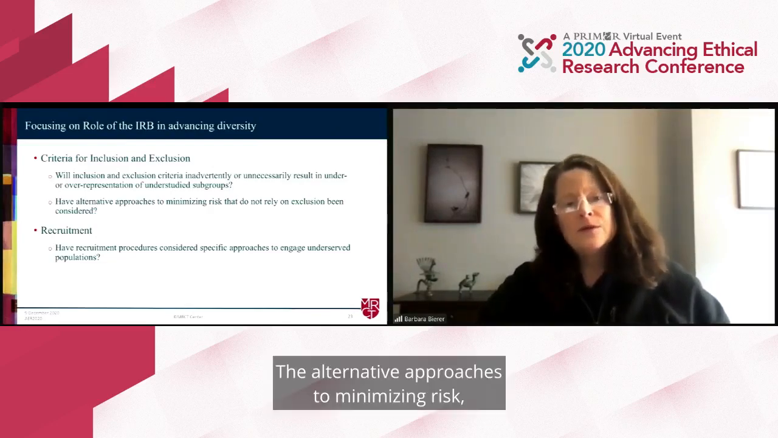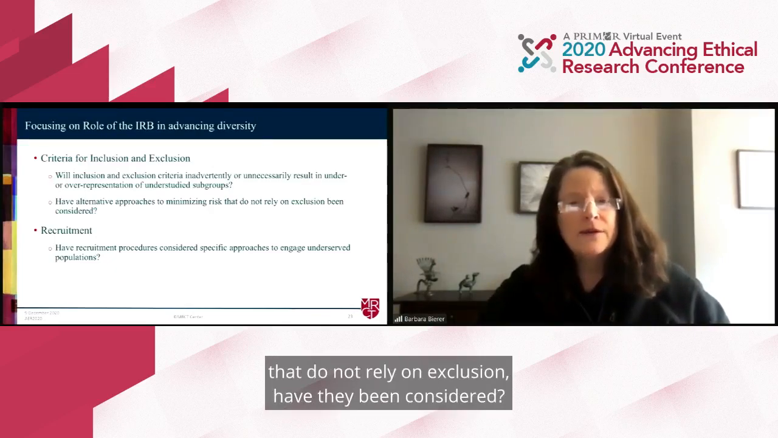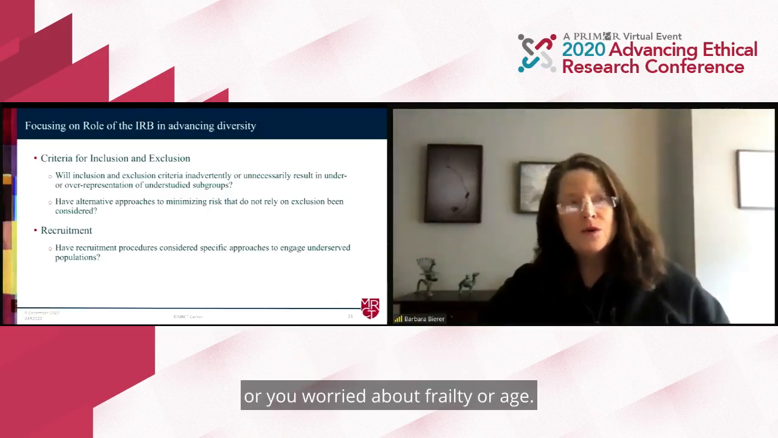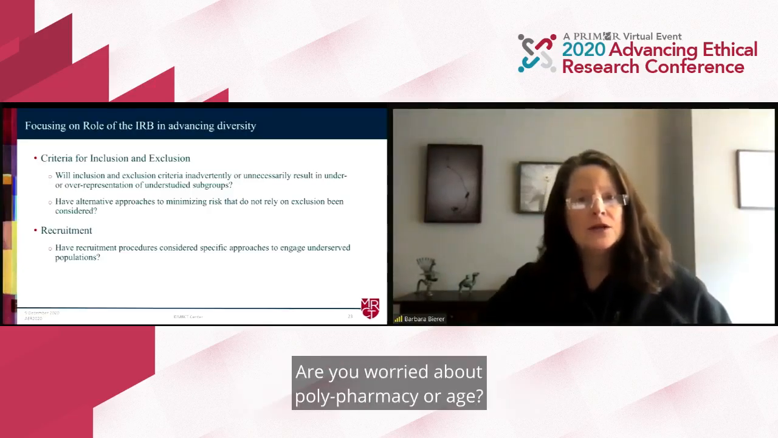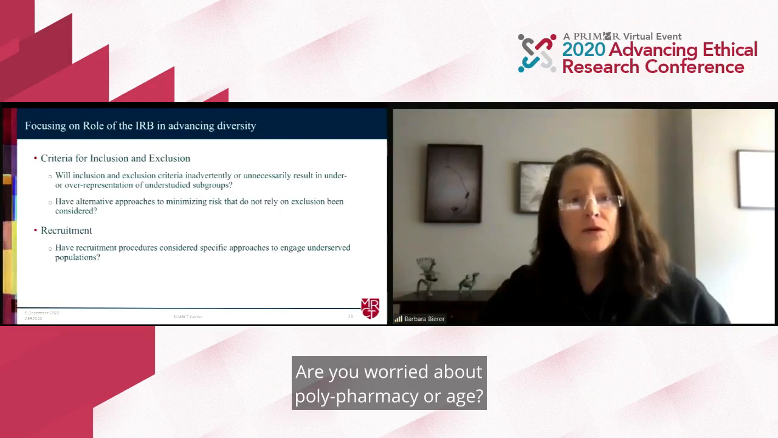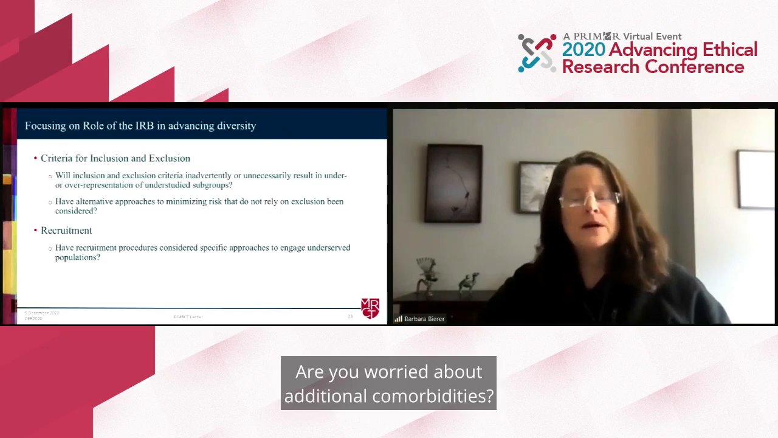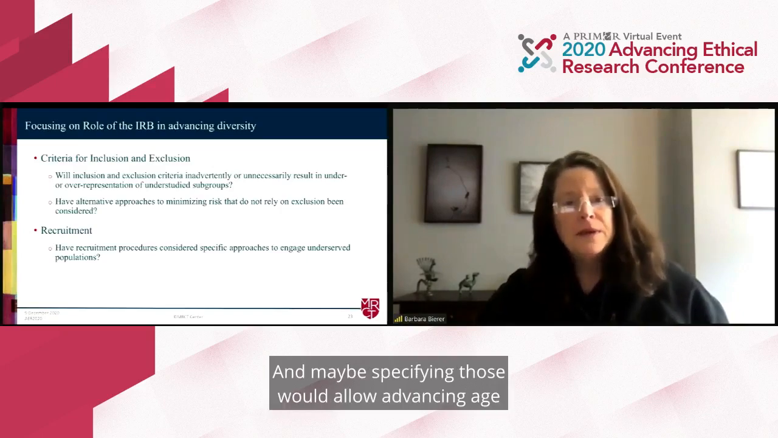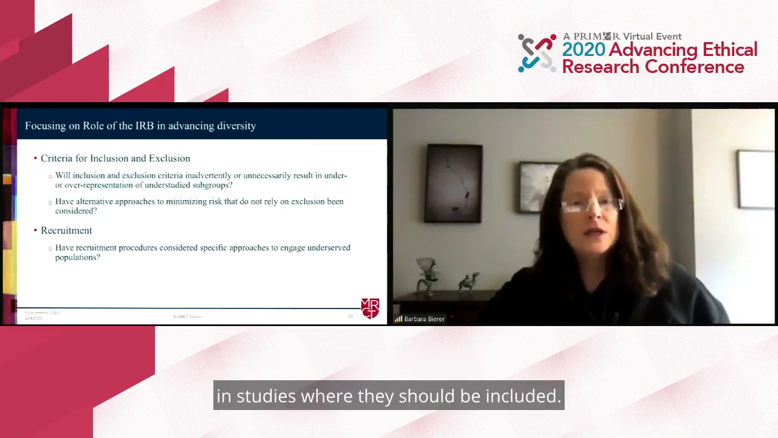The alternative approaches to minimizing risk that do not rely on exclusion, have they been considered? In other words, if you're worried about age, are you worried about frailty or age? Are you worried about polypharmacy or age? Are you worried about additional comorbidities? And maybe specifying those would allow advancing age in studies where they should be included.